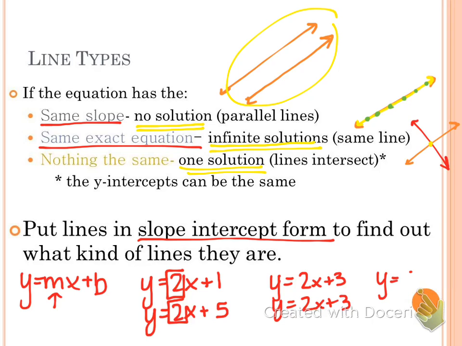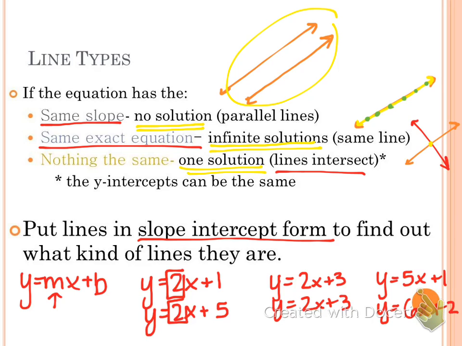And lastly, if I go to put them in y equals mx plus b form, and one comes out with y equals 5x plus 1, and the other one comes out with y equals 6x plus 2, is there anything the same at all? No. That means I know that they are only going to cross one time. The lines will intersect, and I will only have one solution.